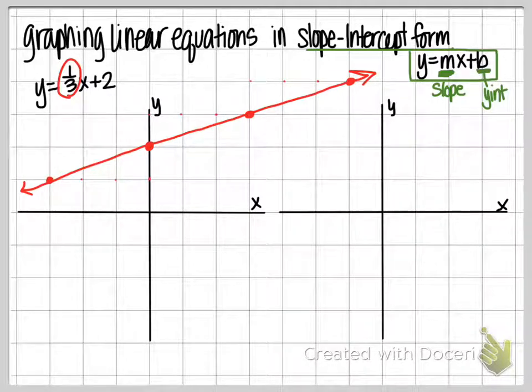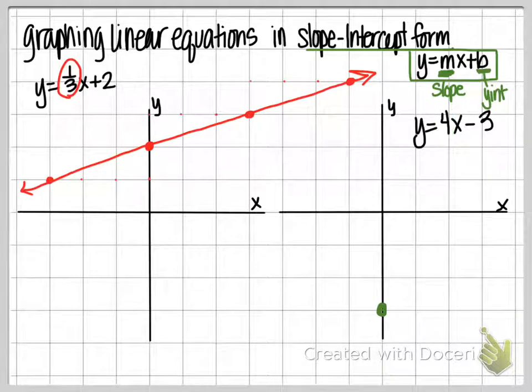Here's another one. Let's do y equals 4x minus 3. So again, we start with the y-intercept. This time it's a negative number. So from the origin, instead of going up 3, we'll go down 3. And there's our y-intercept. Now we use the slope to make several other points.